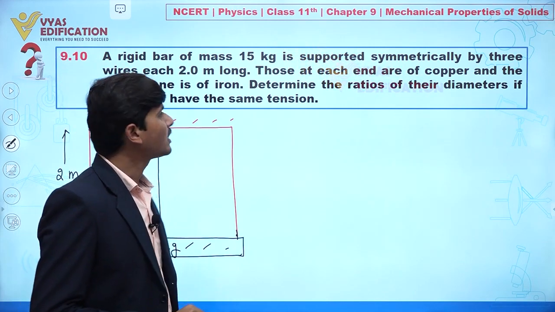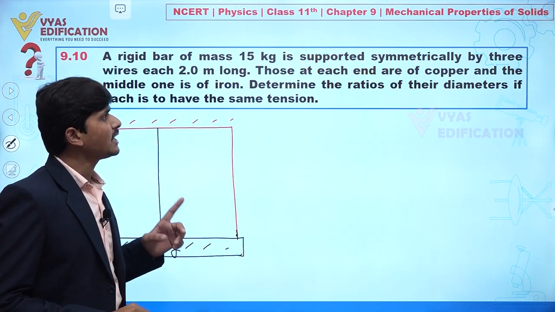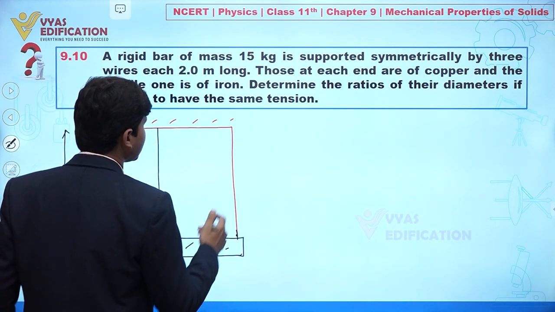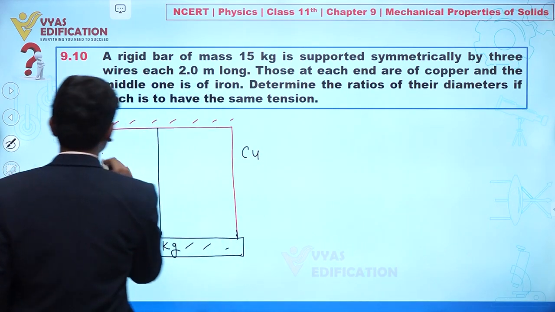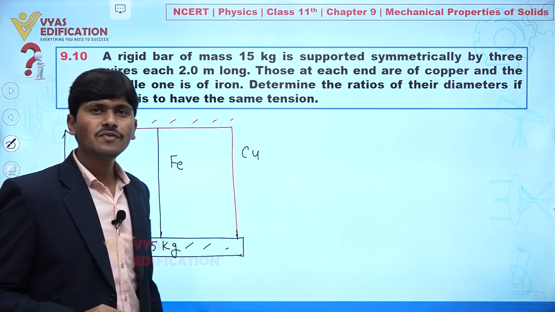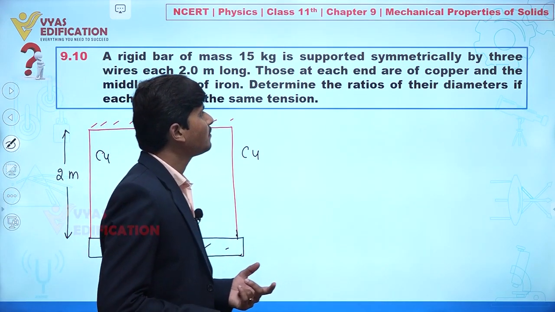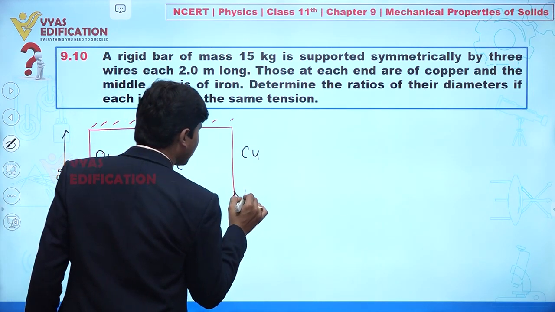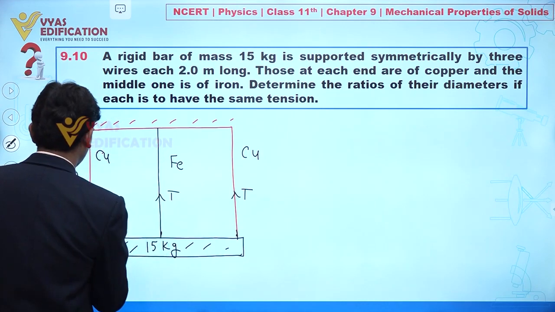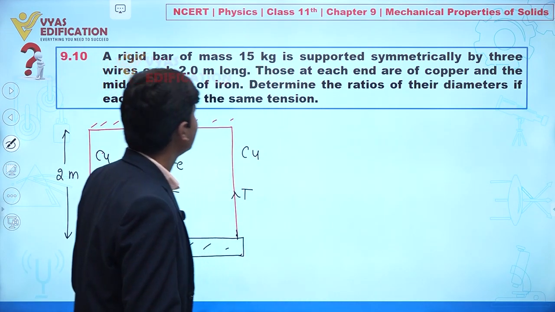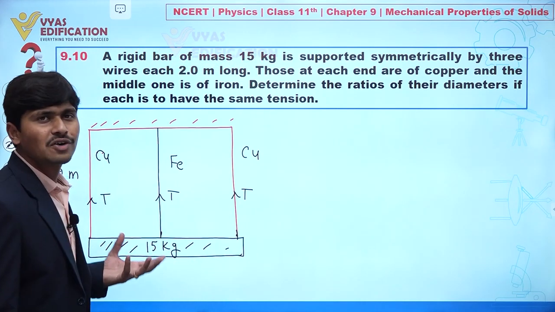Those at each end are of copper and the middle one is of iron. So we can say this one is made of copper, this one is also copper, and this is iron. Now we have to determine the ratio of their diameters if each has the same tension. So tension is the same in each wire. My question is, how can we calculate the ratio of diameters?